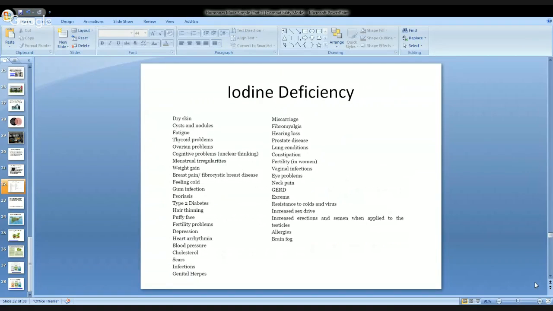Look at all the problems with iodine deficiency. Dry skin, cysts, any cysts that you have anywhere in the body, fatigue, thyroid problems, ovarian problems. See, what I wanted to mention was you hear about iodine for the thyroid. Iodine is for the ovary just as much as the thyroid. Your ovaries, female reproductive organs, need iodine, trace minerals, to get rid of a lot of problems, including hot flashes, okay? And in a lot of women, not 100% of the time, but in a lot of women.